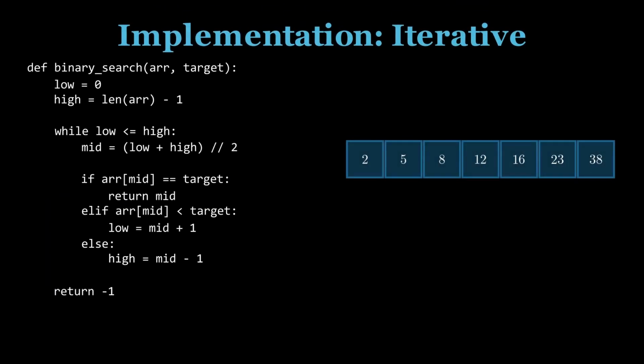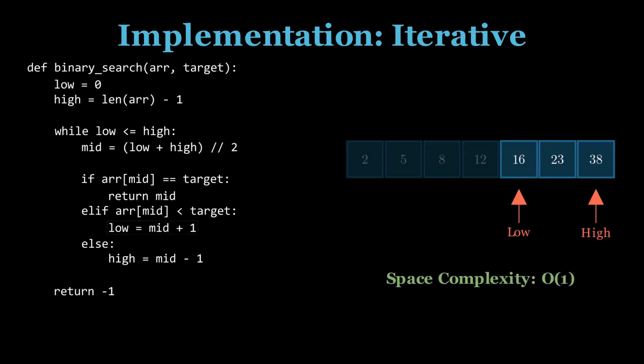In code, we usually implement this two ways. First, the iterative approach. We use a simple while loop. As long as our low pointer doesn't cross our high pointer, the search continues. Inside, we calculate the middle index. If the middle is lower than our target, we adjust the low pointer. This is generally preferred in production because it uses constant memory, O(1) space complexity.